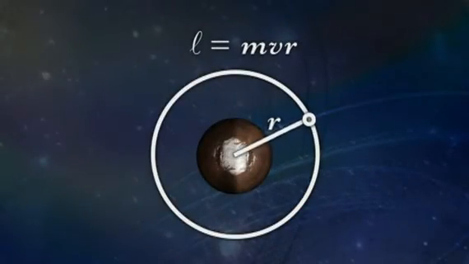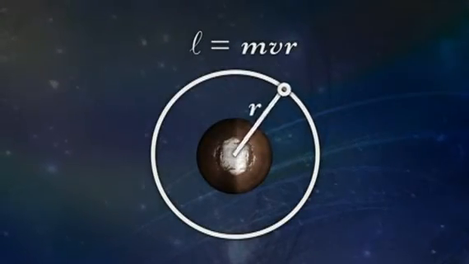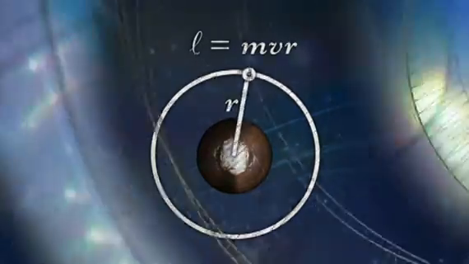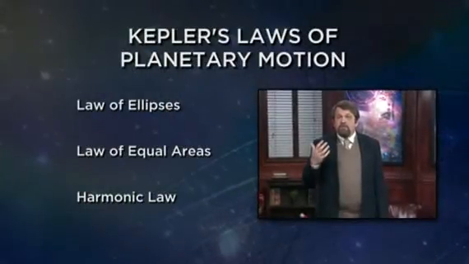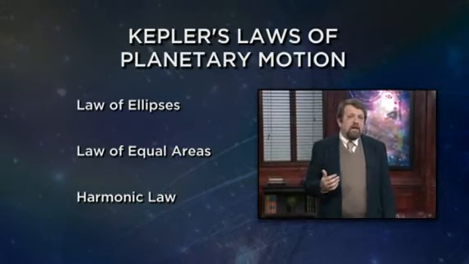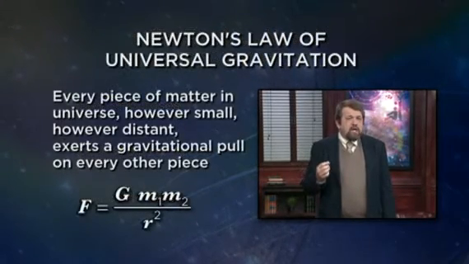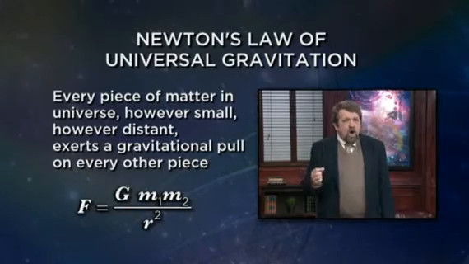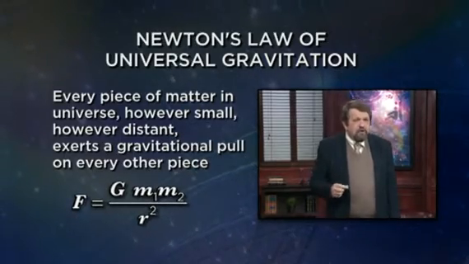Next time, we will return our attention to motions in the heavens to see how ideas of energy and angular momentum apply to motion in an orbit. Kepler, you'll recall, established 3 laws describing how planets can move around the sun. Newton explained these laws from his law of universal gravitation.